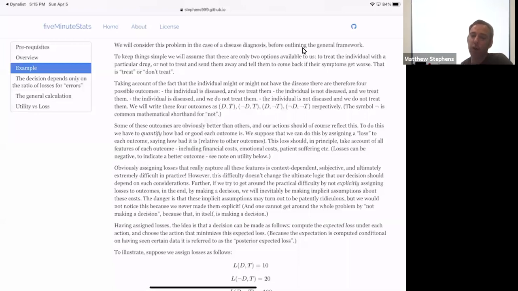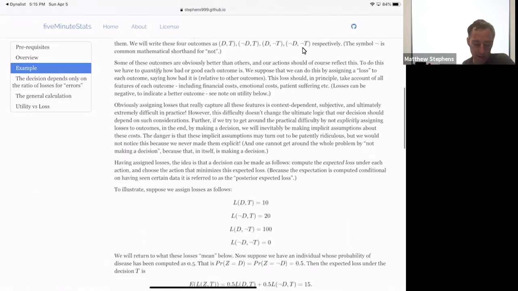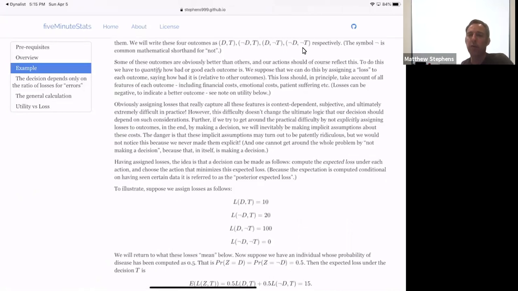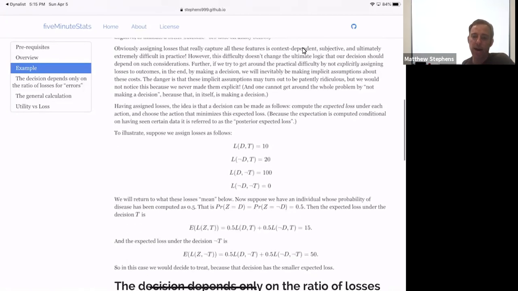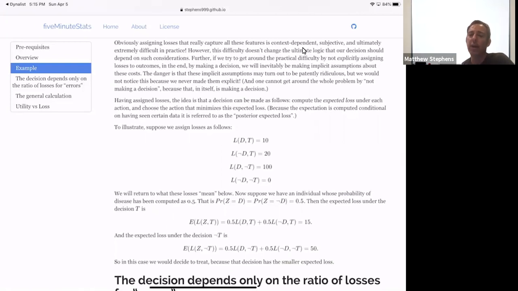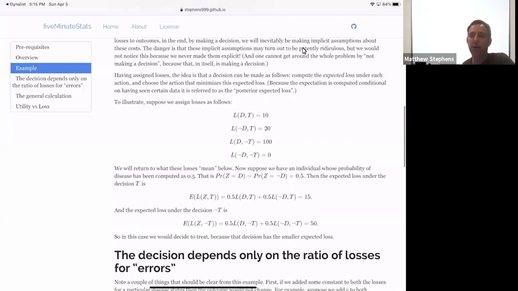Now, in order to specify the loss function, we have to quantify how bad these things are. And of course, that might not be easy to do in general. That's one of the challenges of applying statistics to the real world: the difficulty of quantifying hard-to-quantify things. But as a matter of principle, it's still helpful to think about it as a way to rationalize decision making. And it's going to turn out that we don't have to specify as many things as it at first seems.